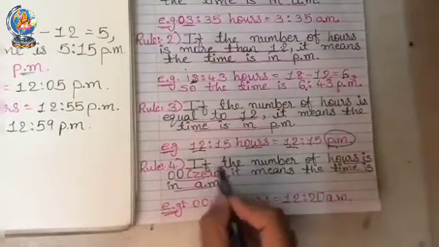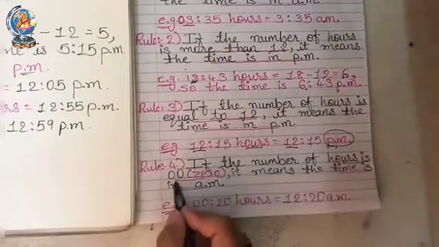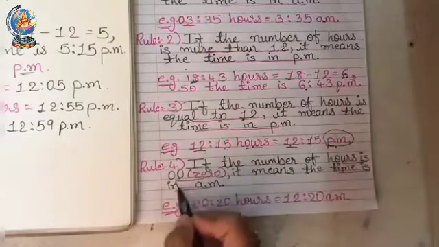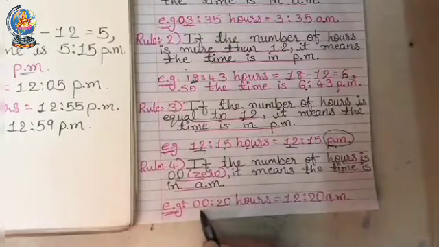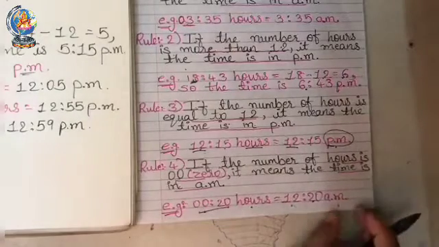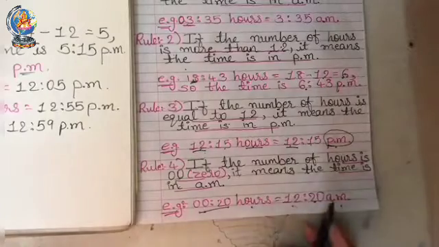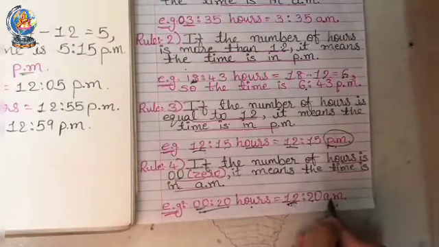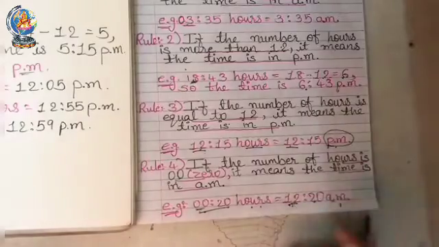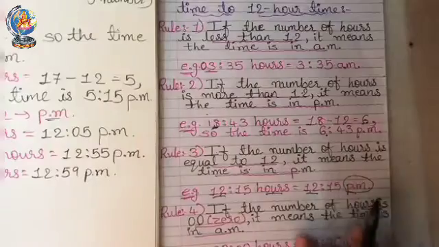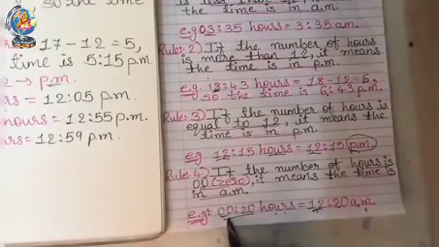Okay. Let's have our last rule of these conversions. If the number of hours is 0, it means the time is in AM. You can see here 0:20 hours. It will be 12:20 AM. You have to write 12 instead of 0. And instead of hours, you have to write AM. Simple again. Here, if it was 12, you would write it as it is. Now if it is 0, then you have to write 12, and then instead of hours, AM.